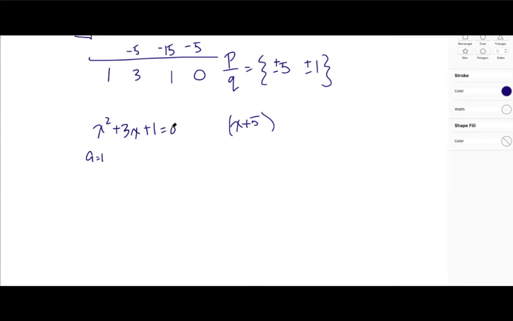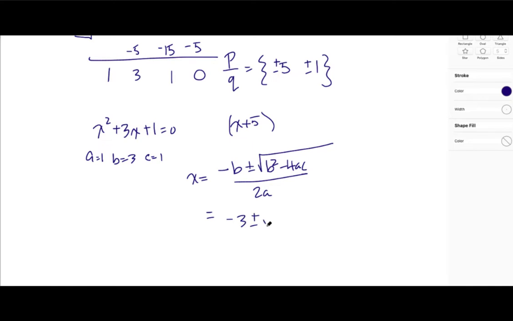So I'm setting this equal to 0. Remember, I'm trying to figure out what the next zeros are. A is equal to 1, B is equal to 3, and C is equal to 1. And therefore, I'm looking for x, and x is going to be the opposite of b, plus or minus the square root of b squared minus 4ac, all of that over 2a. And now when plugging in everything, it should work out pretty nice.